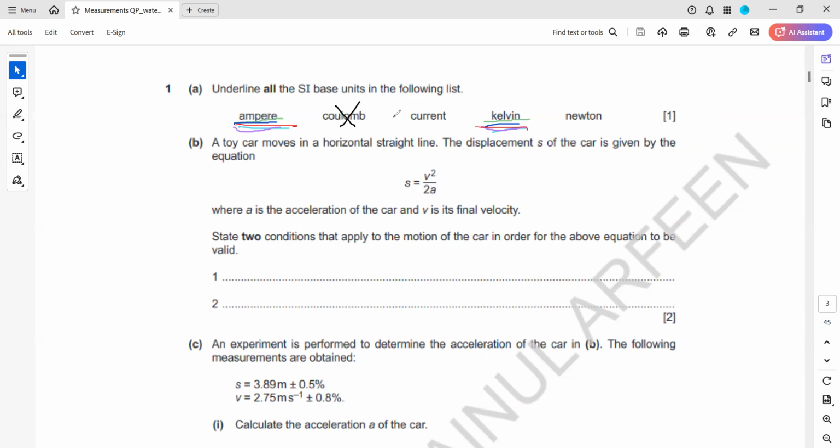SI base unit, anyone? Current is not a unit, current is a quantity. So this is a unit, that is right, but that is not the base, that's a derived. Current is a quantity, not the unit. That's why we did not underline. If it was ampere, yes, we would underline. Then we have newton, which is a unit, but it's not the base, it is a derived. So we are left with kelvin, which is a base unit of temperature, and ampere, which is a base unit of electric current. Is it clear? So we just have to underline ampere and kelvin here.